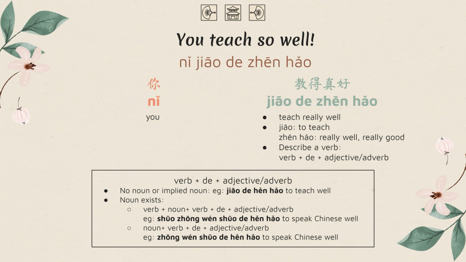So how would you say to teach Chinese well? So two ways. 教中文教得很好 or 中文教得很好. I hope this isn't too confusing for you.